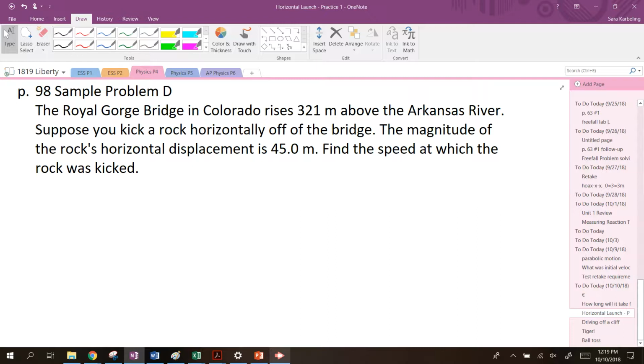The question says it's 320 meters above the river. It's got a horizontal displacement of 45 meters, so it goes 45 meters. And then, yeah, we're going to draw the picture. Yeah, exactly. And then we're going to find the speed.